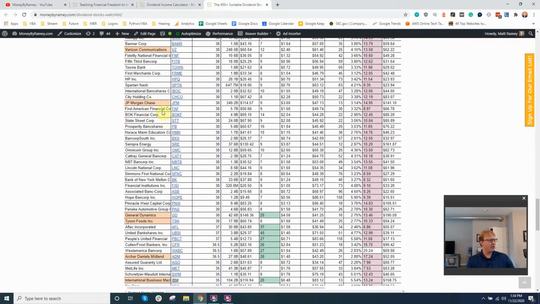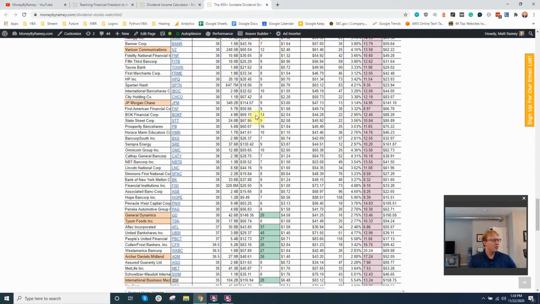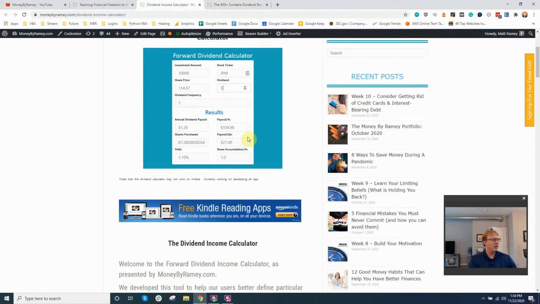Let's look at another stock here. Let's look at JPM. They're at $114.57 and looks like a $3.60 payout. So if we come over here, JPM 114.57, what was it? 360. Okay. And I have to verify these amounts. I update them manually. I'm going to work on getting a feed. So if you ever see a dividend that's off, just ping me at webmaster at moneybyraymond.com and we'll get that updated.